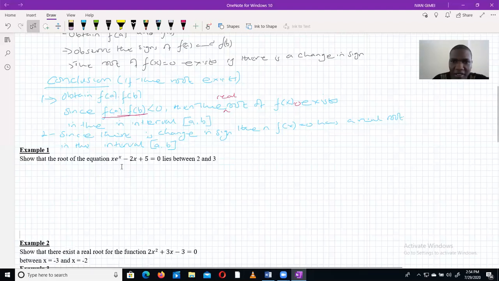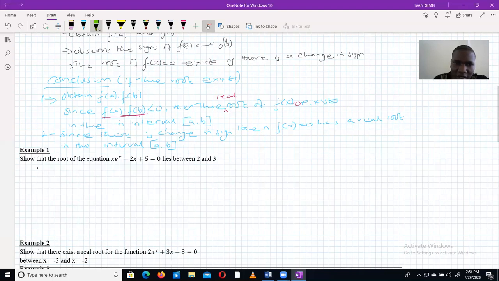They're saying show that the root of the equation x^x minus 2x plus 5 equals 0 lies between 2 and 3. Remember, this can also be done using the graphical method. But the sign change method is a bit short. So when you find such a question, you may not waste time going to a graphical approach, unless the question has restricted you to using it. But for now, this is an open question, so we may not waste time looking for graph paper.